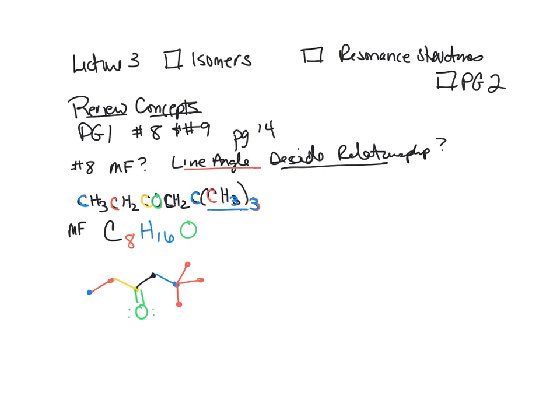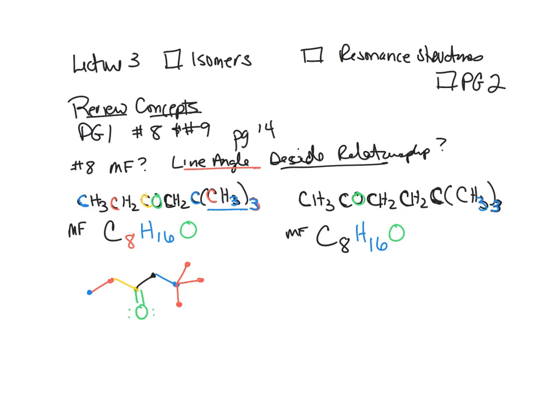Okay, let's go to the next one. CH3, CO, CH2, CH2, CH3, and there's three of them. Okay, so our molecular formula, how many carbons? We have one, two, three, four, five, and then we have three. So 5 plus 3 is 8. And then how many hydrogens do we have? 3 times 3 is 9, 10, 11, 12, 13, 14, 15, 16, and then we have one oxygen.